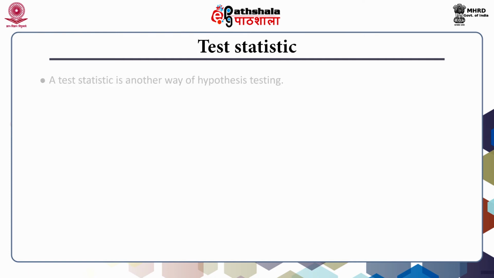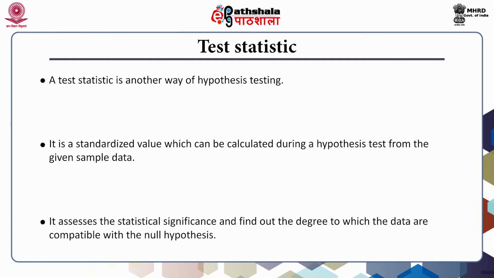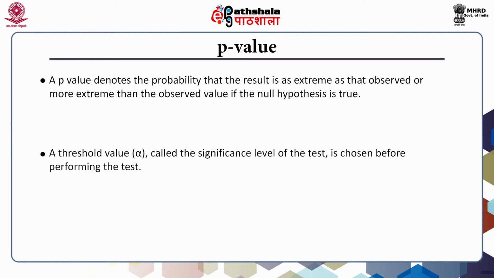Test statistic. A test statistic is another way of hypothesis testing. It is a standardized value which can be calculated during a hypothesis test from a given sample data. It assesses the statistical significance and finds out the degree to which the data are compatible with the null hypothesis. P-value. A p-value denotes the probability that the result is as extreme as that observed or more extreme than the one observed value if the null hypothesis is true. A threshold value alpha called the significance level of the test is chosen before performing the test. Conventionally, alpha is taken as 5% or 0.05.